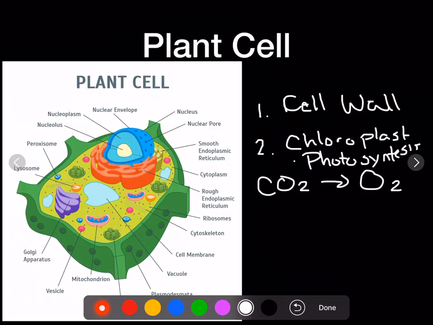Now, the other thing that is more prevalent in plant cells is the vacuole. So the vacuole is much larger in the plant cell. And the reason that it's much larger is that plant cells need to store more energy than animal cells. And without this vacuole, it'd be very hard for a plant cell to survive during rough times, like where there's not much food or water.